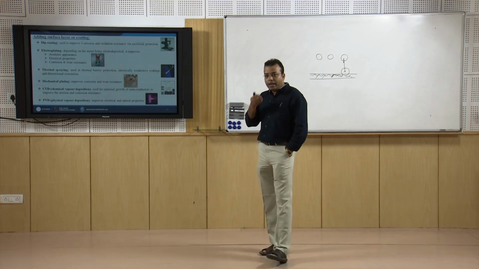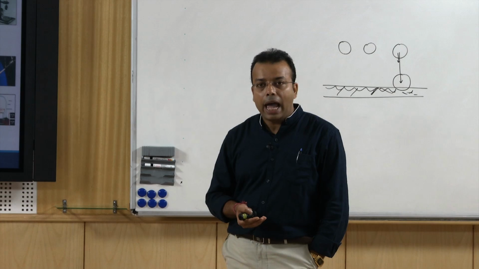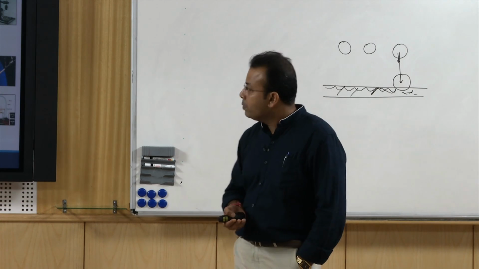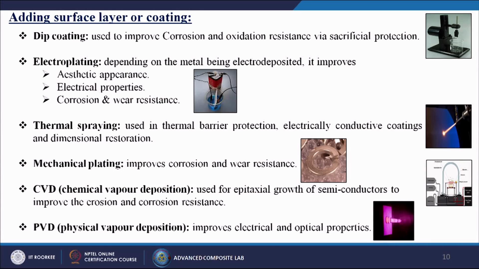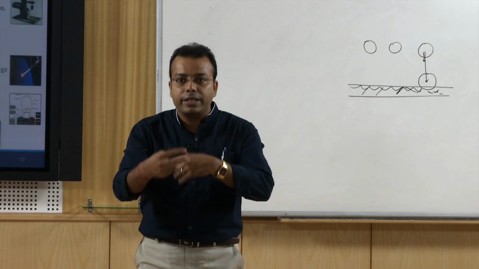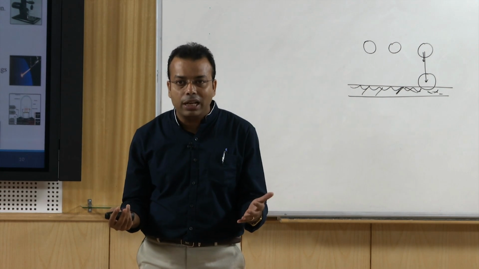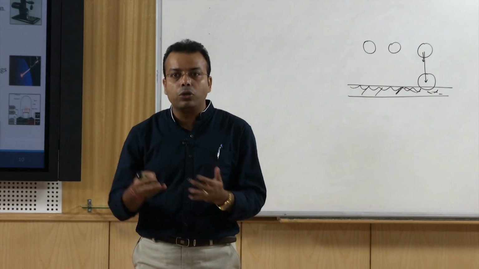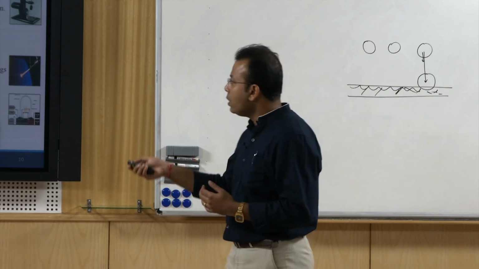So, there are several types of coatings which we can apply to that particular material. The first one is called dip coating, used to improve corrosion and oxidation resistance via sacrificial protection. So, we are putting that material into some chemicals by which the whole material can be covered by some other material which is non-reactive to the environment itself.